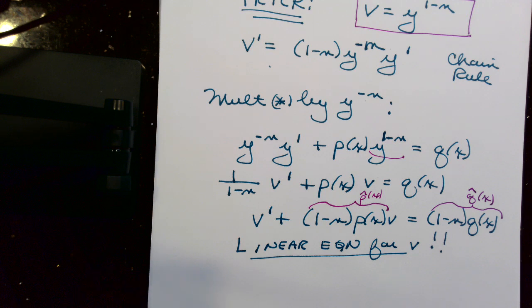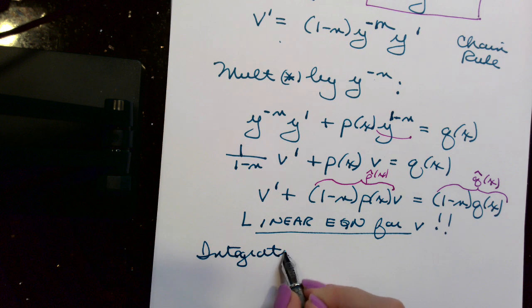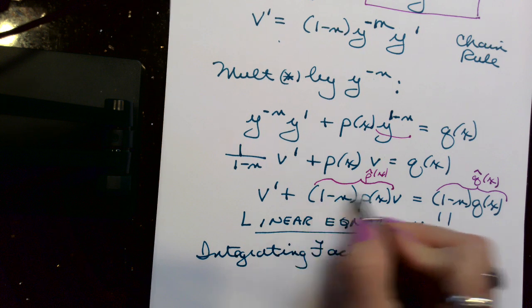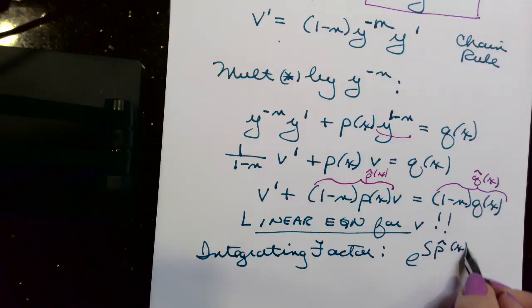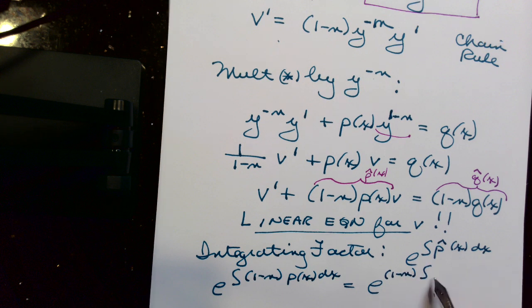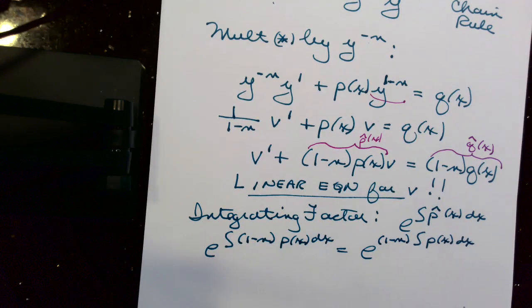Okay, so how did you solve a linear equation like that? You looked for the integrating factor, and we learned that for linear equations, the integrating factor was exactly e to the integral of whatever the coefficient of v was. So that'll be e to the integral p hat of x dx. All right, so let's work that out in this case. This is e to the integral 1 minus n p of x dx. So that is e to the 1 minus n times the integral of p of x dx.